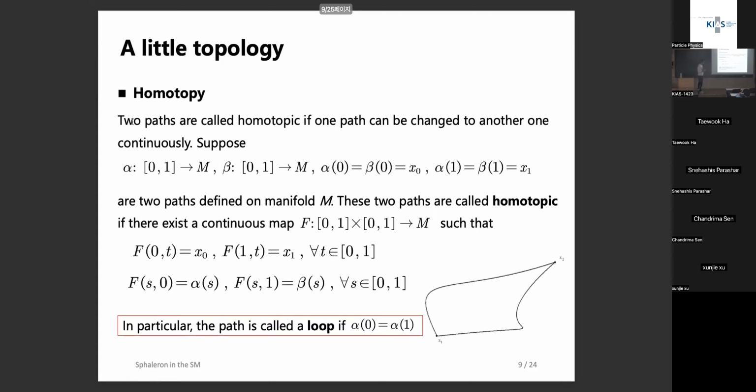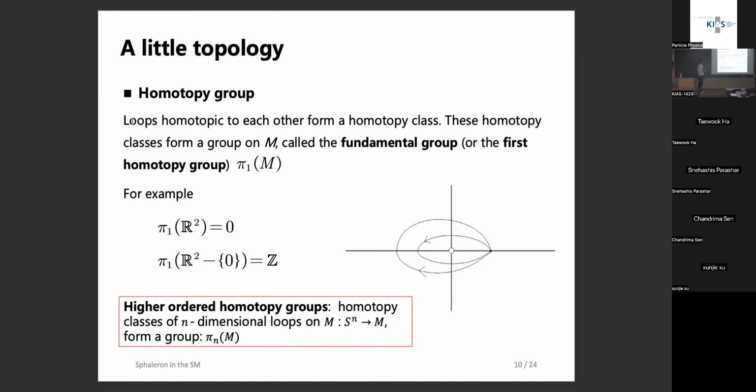And for the definition of a one-dimensional object mapped from it to a general manifold, this homotopy group is called the fundamental group, or the first homotopy group, denoted by pi_1(M). This is a very simple example. Think about the fundamental group defined on R2.